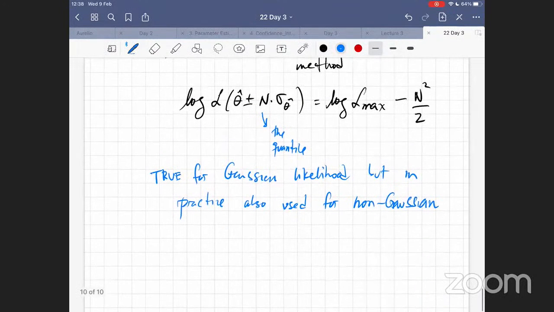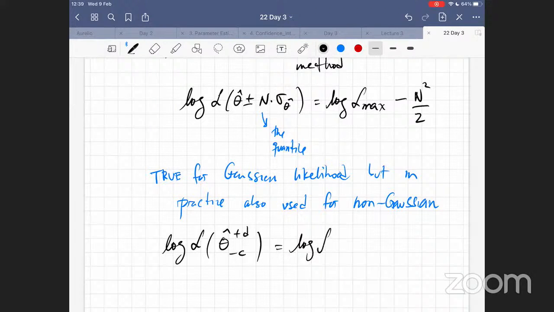So this goes back to one of the questions we had in the first half, probably from Androniki. What we want now is something of the following, plus D minus C, let's say. So you have in general an asymmetric interval. We use the same expression.